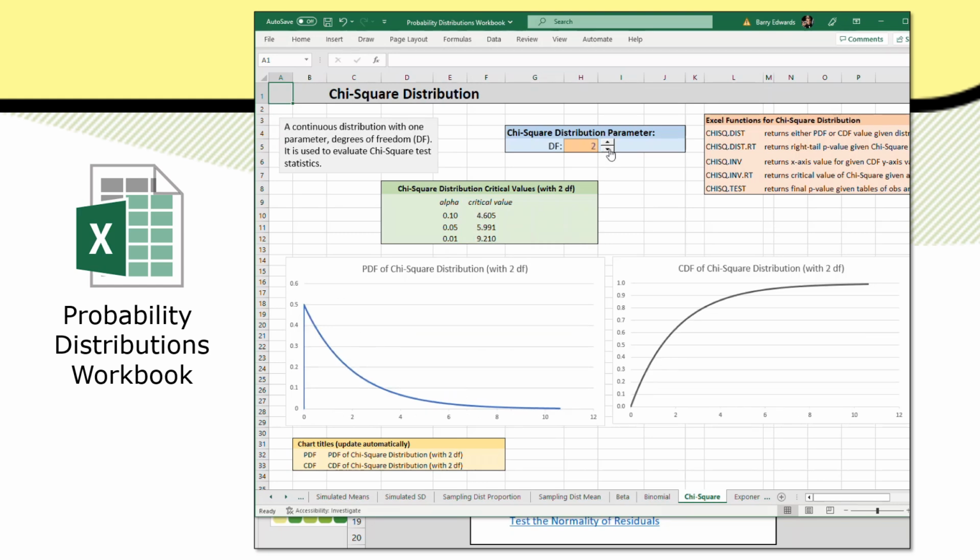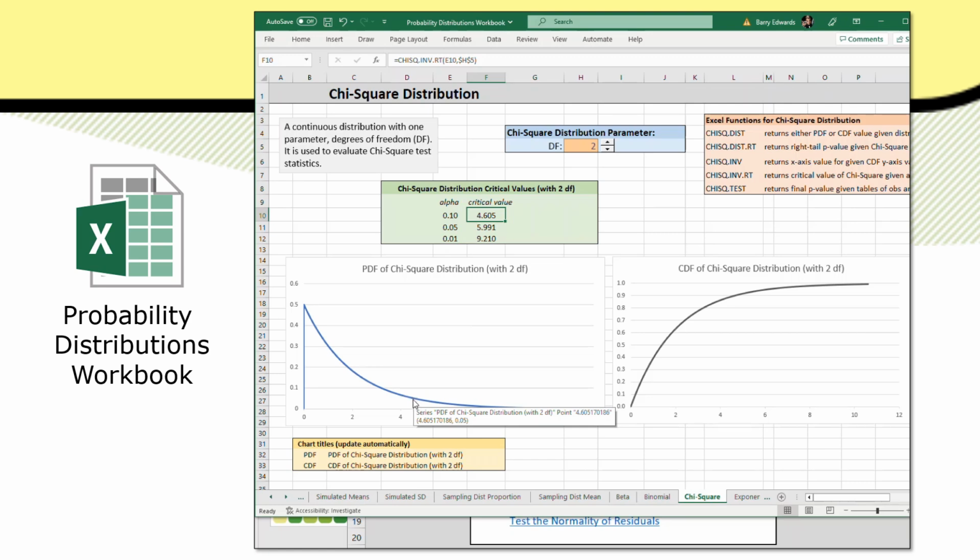Now look at this shape. Chi-square distribution with 2 degrees of freedom. Notice it starts at 0.5 and then slopes down pretty quickly, and then the CDF starts at 0 and rises pretty quickly. This includes some interesting information about the chi-square distribution, like its critical values. So with the alpha of 0.10, the critical value is 4.605. What does this mean? Well, 4.605 would be about here. It doesn't have the 5 here, but it would be about here.